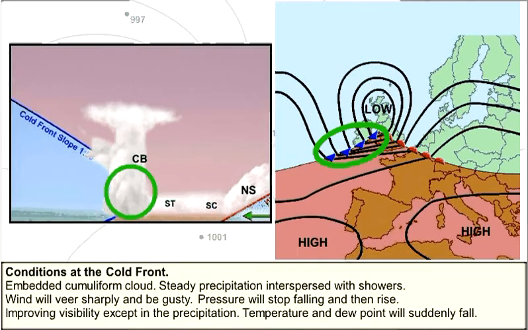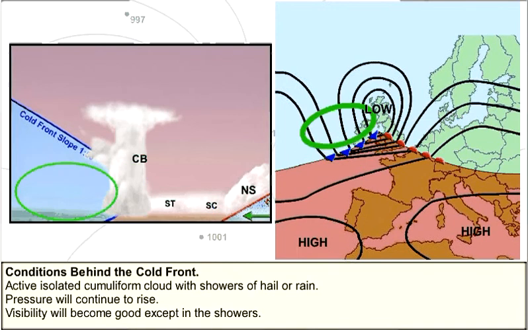Once the cold front has passed, the weather will be dominated by the conditions behind the cold front, as shown here. In this area, notice that cold polar maritime air is moving towards the equator and is therefore travelling over warmer surfaces. You may recall that this creates instability and therefore isolated cumuliform clouds will develop behind the cold front. The pressure will continue rising with the visibility good, though it will deteriorate temporarily in the showers.